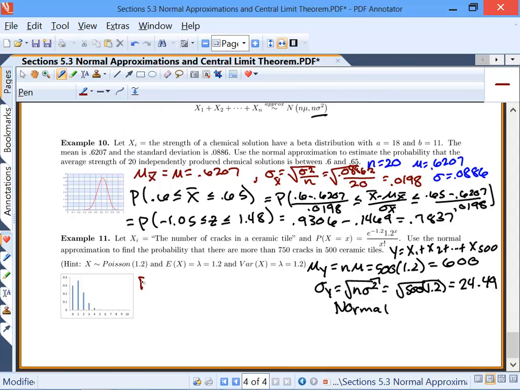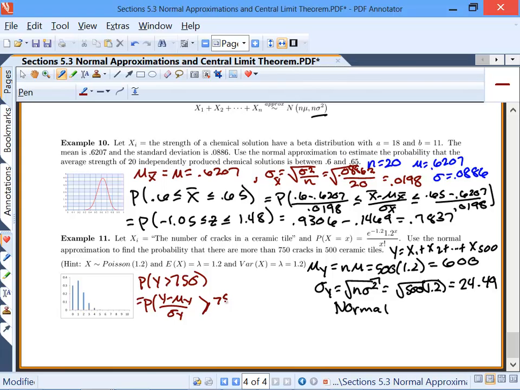So we're looking for the probability that y is greater than 750? It says more than. Of course, if we're using the normal distribution, it doesn't matter if I have a greater than or greater than or equal to. So we need to standardize it. It's going to be y minus the mean of y divided by the standard deviation of y. Again, it's important that you use the mean and standard deviation of y and not the original means and standard deviations.